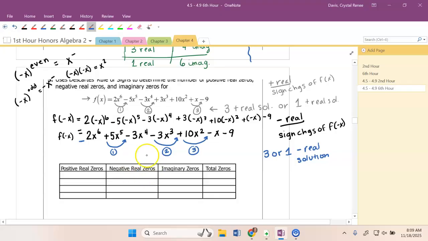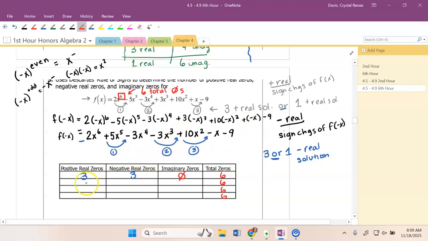So if I want to fill out this chart, here are all my different scenarios, because remember, we have 3 or 1 here, we have 3 or 1 here. If I have 3 positive real zeros, maybe I have 3 negative real zeros. We know we have a degree of 6, so we have 6 total zeros. I'm going to write 6 on all these because these all have to add up to 6. So I have 3 positive real, 3 negative real. That means I would have 0 imaginary.